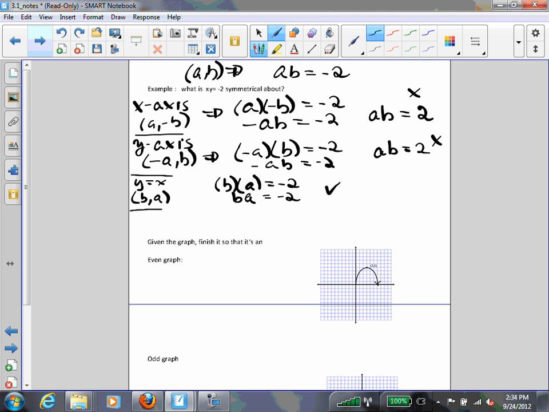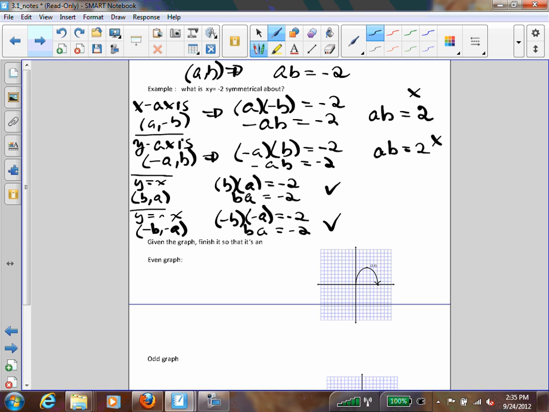All right, the last one is the line y equals negative x. And what am I going to input here? (Negative B, negative A). All right, so that's going to be negative B for my x value, negative A for my y. Negative B times negative A equals negative 2. BA equals negative 2, sure, works again.